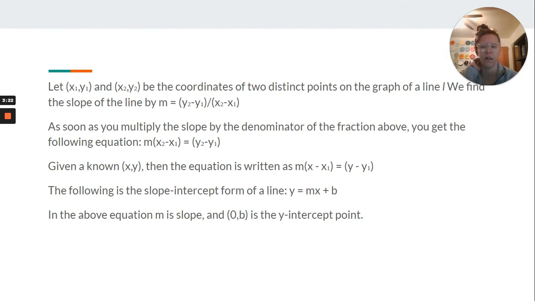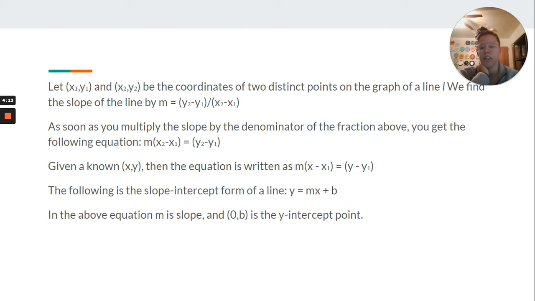Now some facts about linear equations. It says let (x1, y1) and (x2, y2) be the coordinates of two distinct points on the graph of a line L. We find the slope of the line by m equals y2 minus y1 over x2 minus x1. Next, as soon as you multiply the slope by the denominator of the fraction above, you get the following equation. Okay, slope is m, by the denominator x2 minus x1, so then you have m times (x2 minus x1) equals y2 minus y1. Given a known x, y, like the instance when we used our ordered pairs, the equation is written as m times (x minus x1) equals y minus y1.